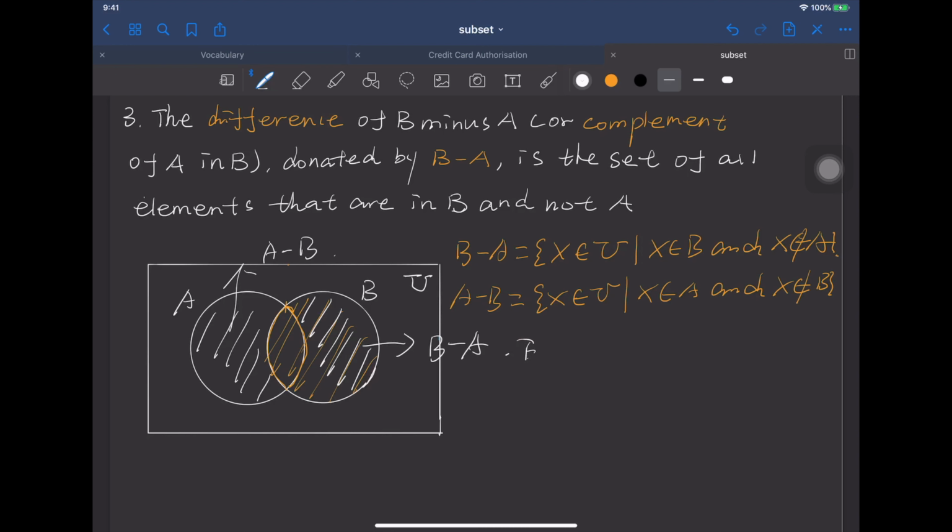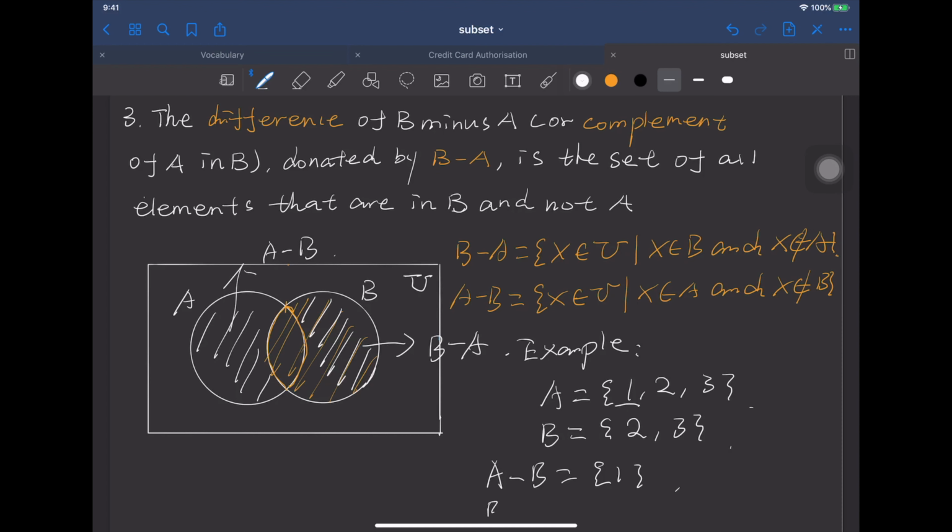Let's look at an example here. If we have a set A which has elements 1, 2, 3, and a set B here which has elements 2, 3, then which element is in A but not in B? Just 1. So A minus B is only 1. So what's B minus A? Which elements are in set B but not in set A? So it's an empty set.